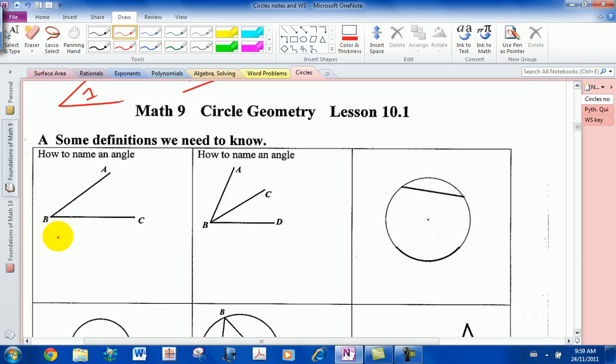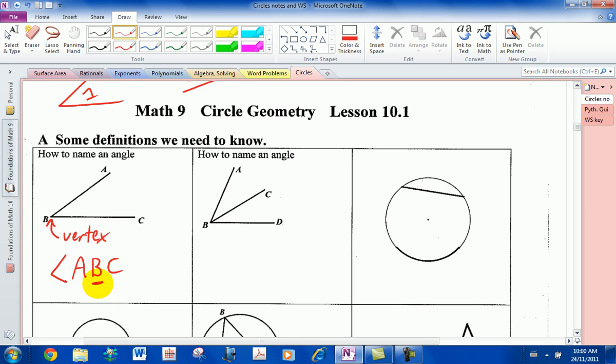Where the 2 lines meet and form the angle, we call that the vertex. And so we can use an angle symbol, and we call it angle ABC. So we have the vertex in the middle and the 2 outside letters on the outside. And so now we clearly know which one we're talking about.